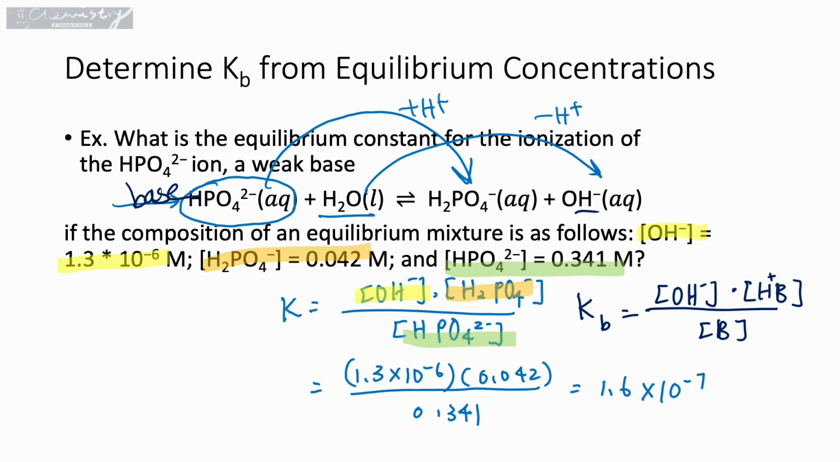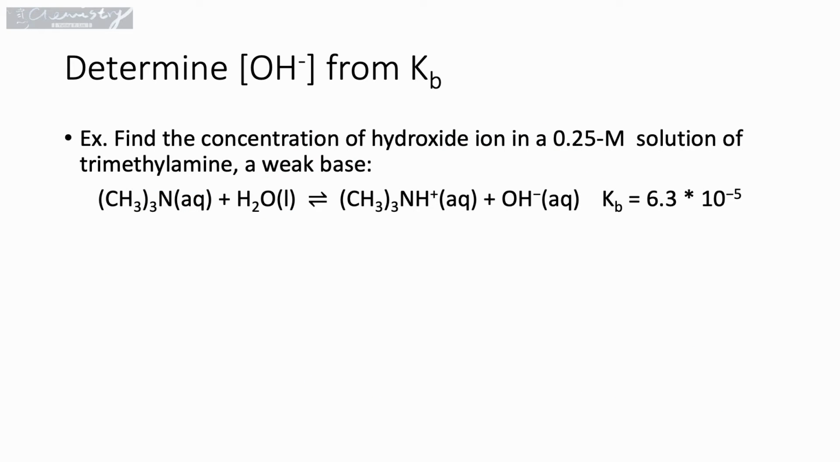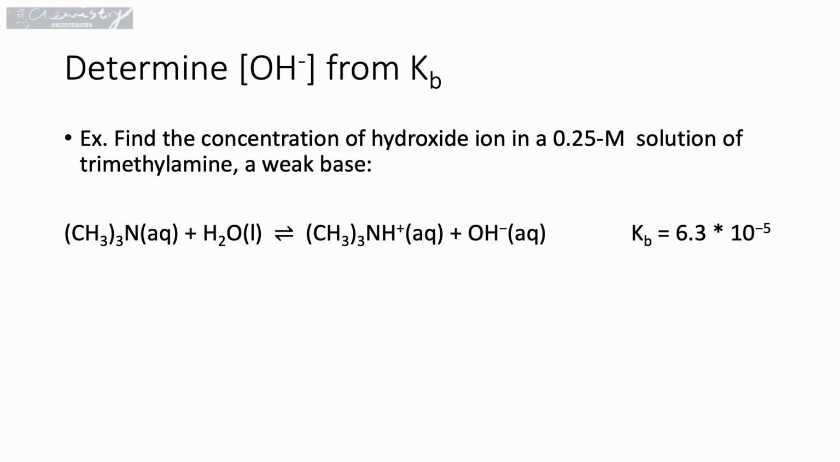So it's negative 7. And it has no units because it's an equilibrium constant. And here is how we can determine the concentration of hydroxide ion from the base dissociation constant. Find the concentration of hydroxide ion in a 0.25 molar solution of triethylamine, a weak base.